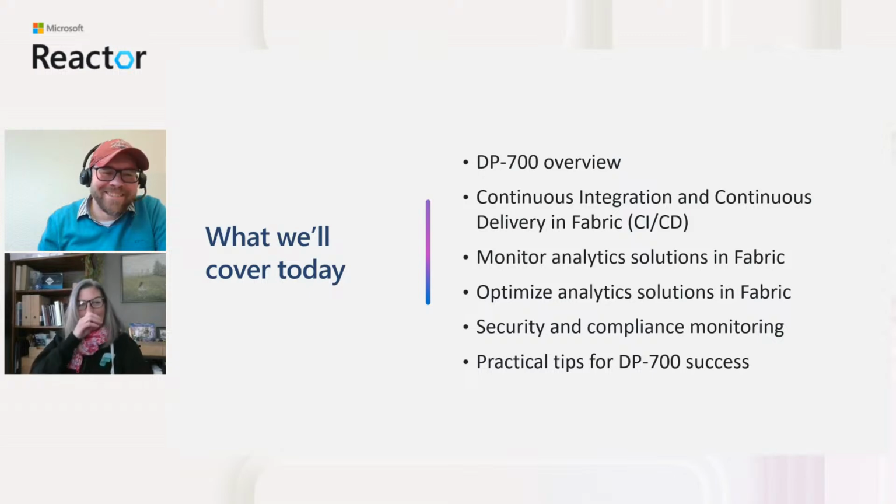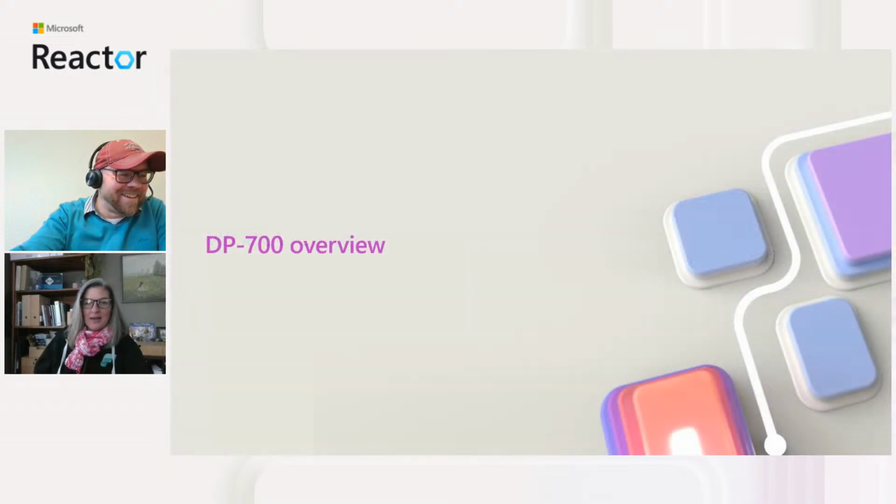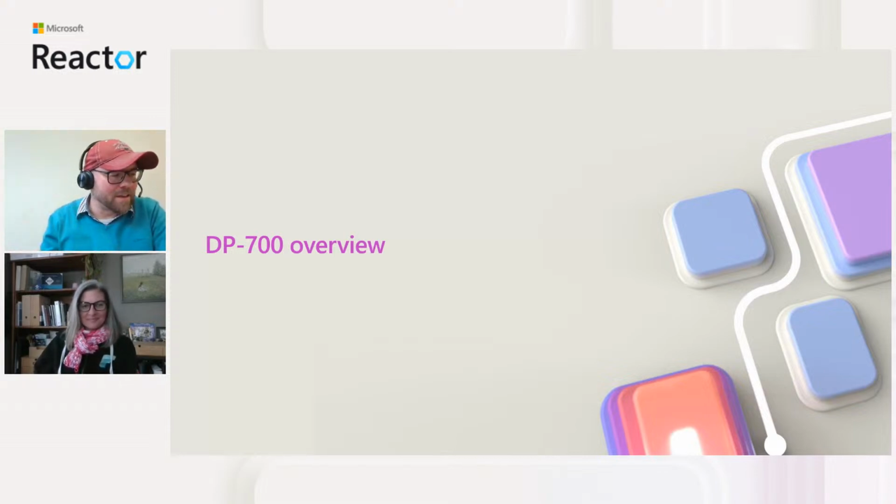Okay, so this is what we're going to cover today, and I think Frank is going to tell us a little bit more about what to expect on the exam. Exactly. In this section, we will talk a little bit about the DP-700 exam, and what this is all about is the skills you have to have as a data engineer, right? So how to get data in, how to transform data, and stuff like this.